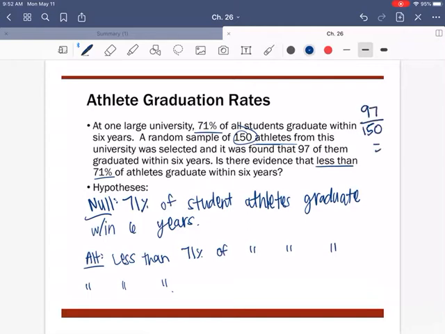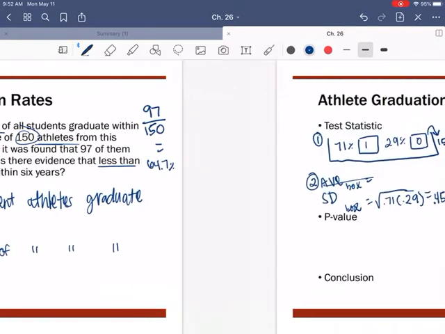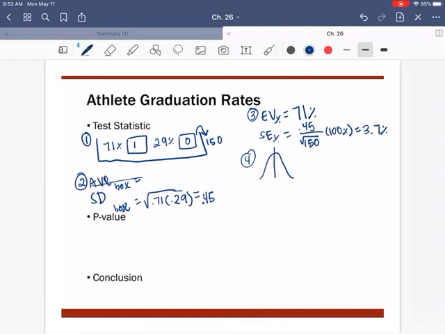Okay, step 4. This is where we need to see what actually happened. 97 of 150 is 64.7%. So we expected 71%, but it actually was 64.7%. Okay, with hypothesis testing, you always do more extreme. So if you're less than the expected, you shade below.